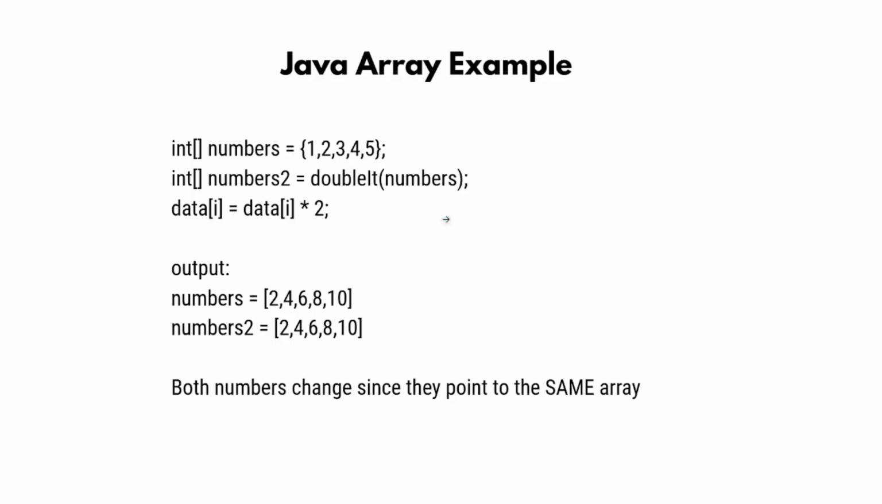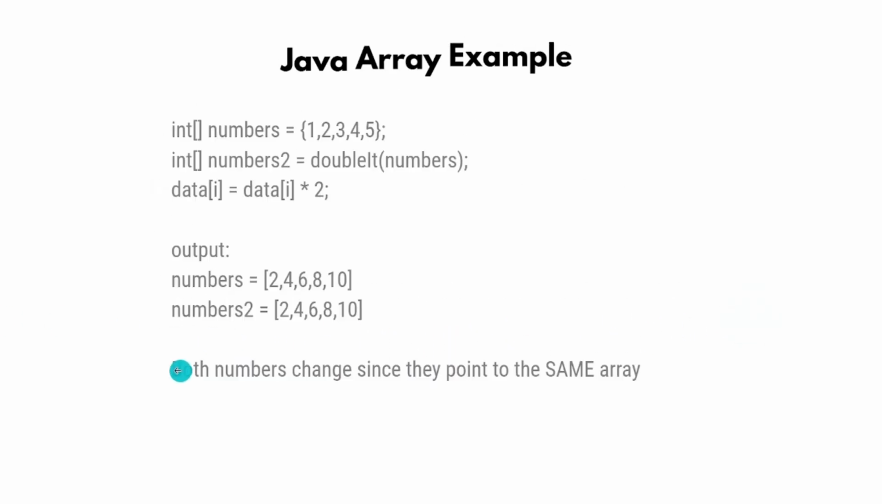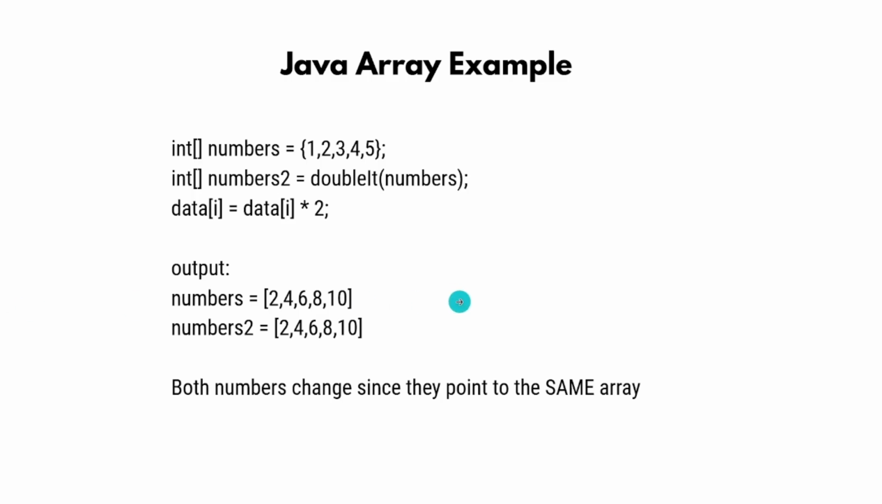You would think that Java is technically pass by value, so it should be a copy instead of pointing directly to the memory. But remember, for objects and arrays, the value passed is the memory address, so it acts like a pass by reference. So this is specific to only arrays. This array, 1, 2, 3, 4, 5, creates an array in memory, and numbers stores the address location of that array.